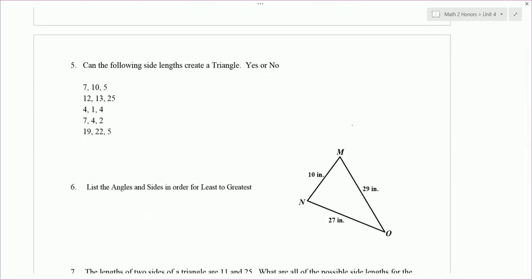Can the following side lengths create a triangle? Yes or no? The quick and easy way is when you're given 3 numbers or 3 possible side lengths, take the 2 smaller side lengths, add them up, and make sure they're larger than the largest side length. Okay.